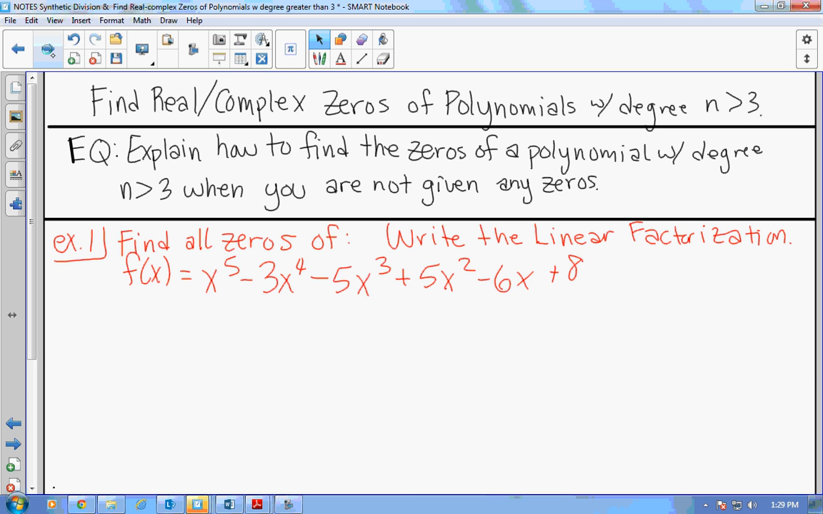Essential question. Explain how to find the zeros of a polynomial with degree n greater than 3 when you are not given any zeros.